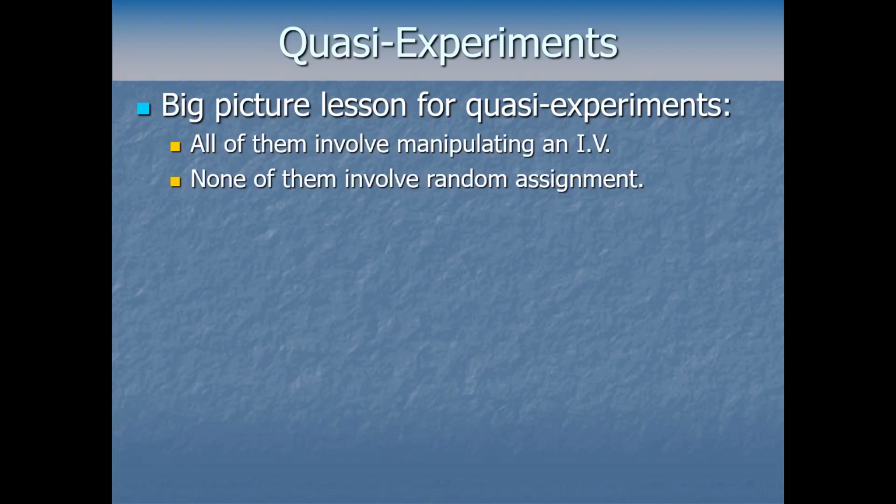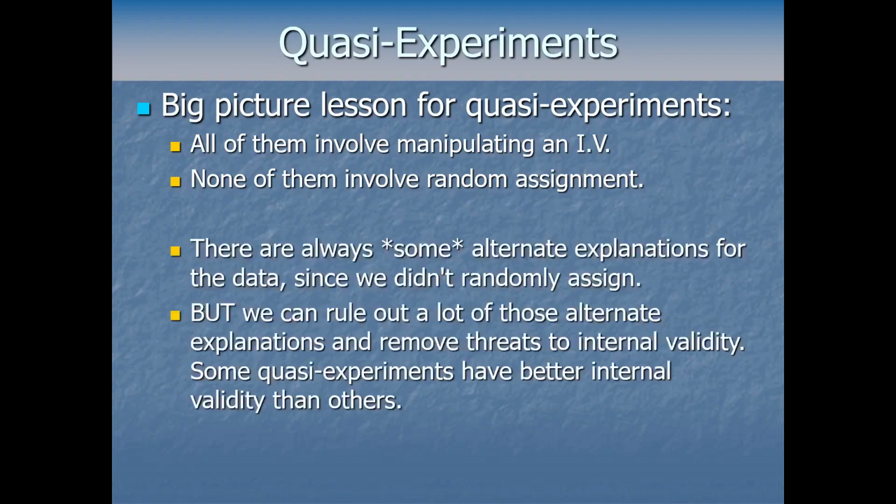But 2, what they are missing is random assignment. We don't control who is in each group, so there's likely a lot of pre-existing differences, even if we try to find very similar groups that match in a lot of ways to start us out. Now, no matter what we do with these, there will always be some alternative explanations for the data, especially since we didn't randomly assign, but we can rule out many of those alternative explanations and sort of remove or at least minimize some threats to internal validity.